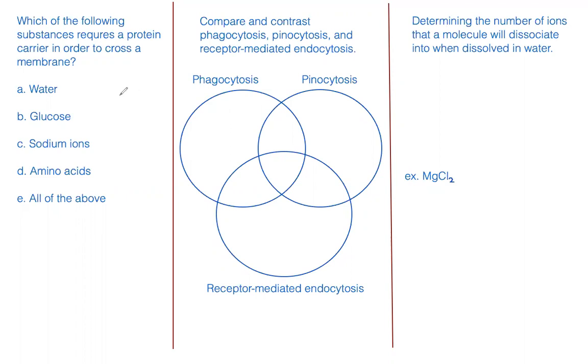So this first question on the left asks us, which of the following needs a transport protein to move it across the membrane? The first thing I want you guys to think about is the membrane itself. So I'm going to draw this rectangle right here, and think about the proportions that we have for everything.